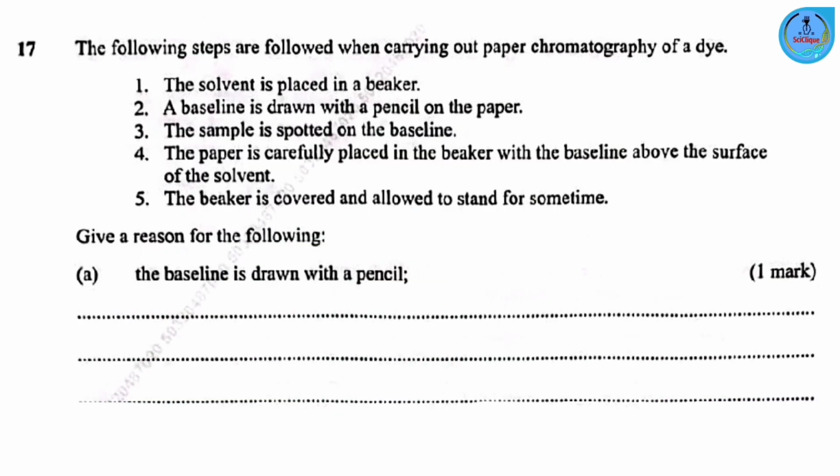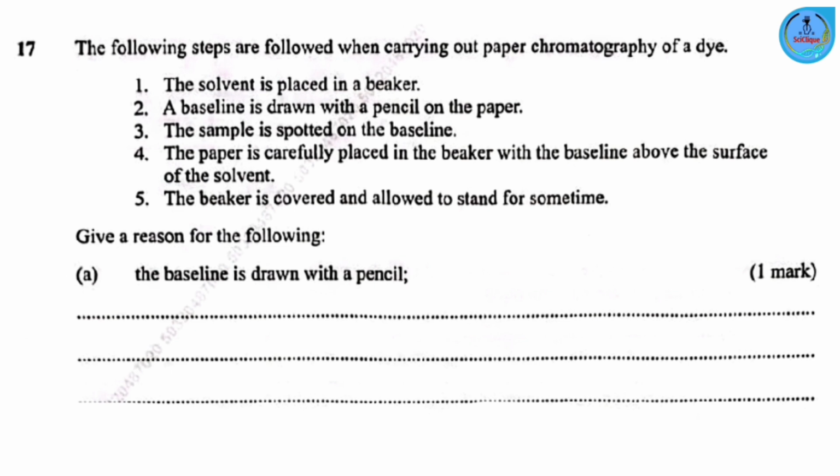Question number 17. The following steps are followed when carrying out paper chromatography of a dye. Number 1. The solvent is placed in a beaker. A baseline is drawn with a pencil on the paper. There you go. Step number 3. The sample is spotted on the baseline. Number 4. The paper is carefully placed in the beaker with the baseline above the surface of the solvent. Step number 5. The beaker is covered and allowed to stand for some time. Give a reason for the following. Part A. The baseline is drawn with a pencil.